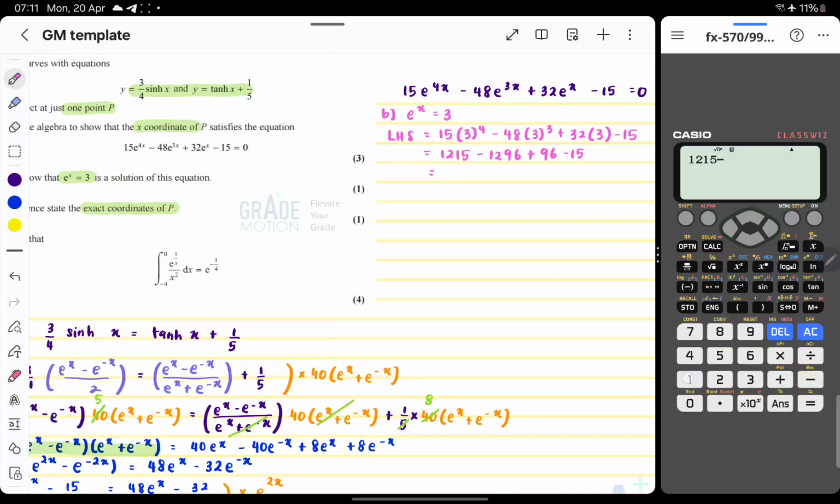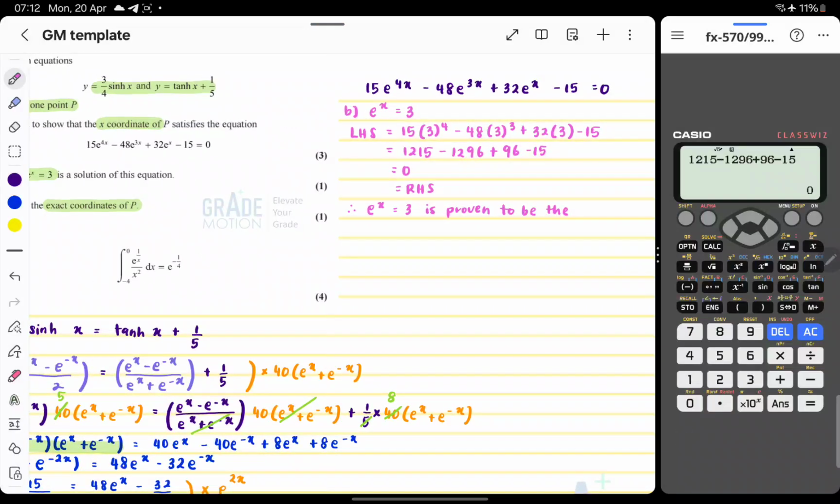1215 minus 1296 plus 96 minus 15, that is equal to 0, which is our right hand side. Therefore, e^x equal to 3 is proven to be the solution.